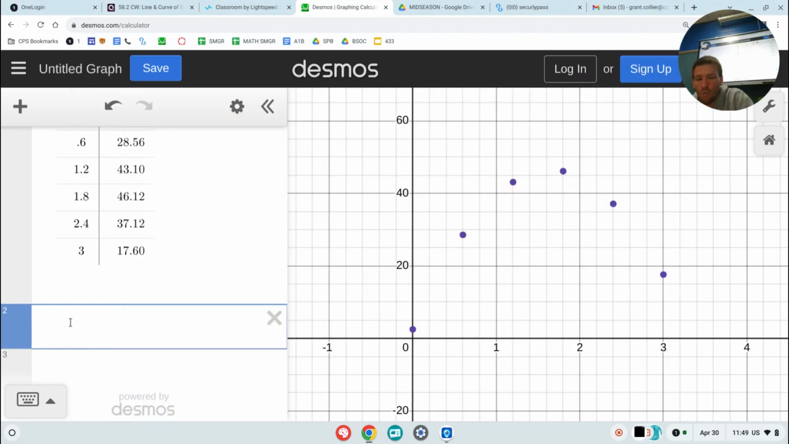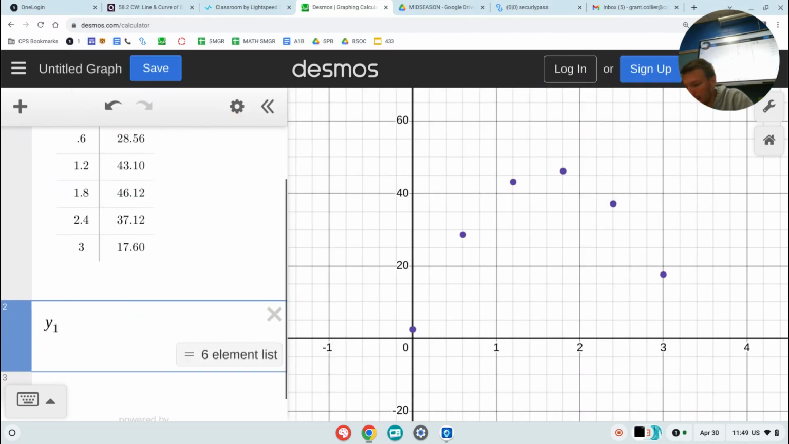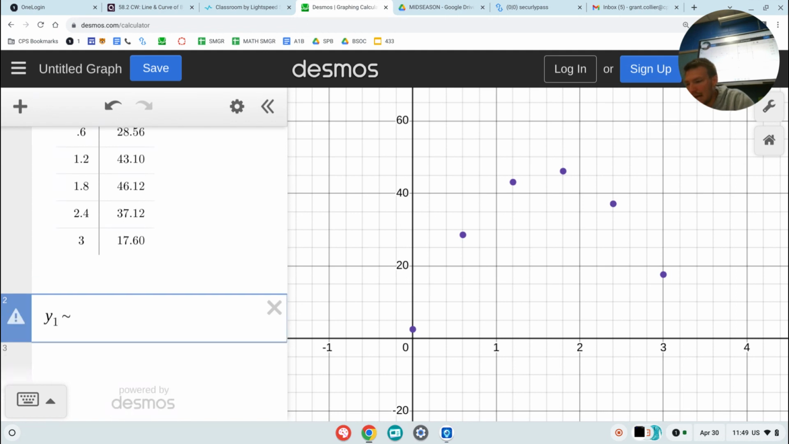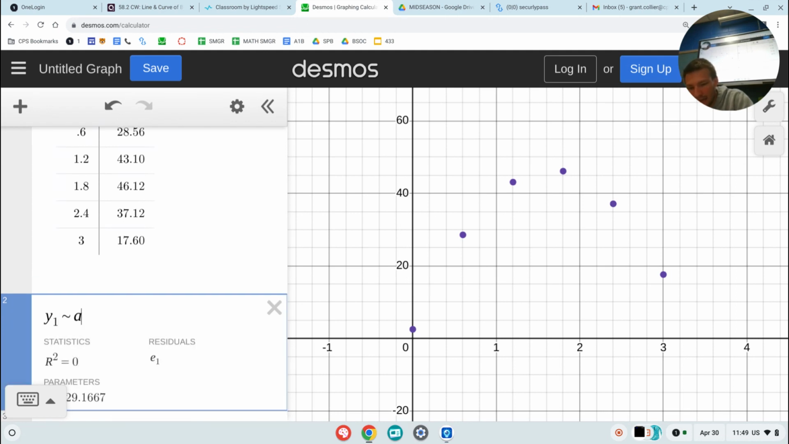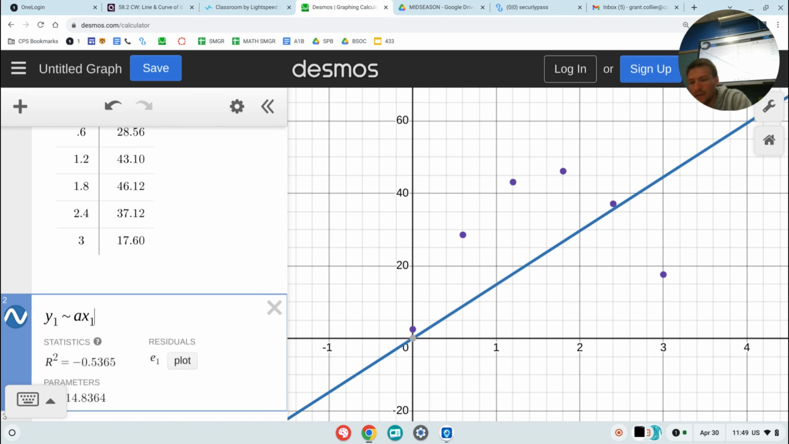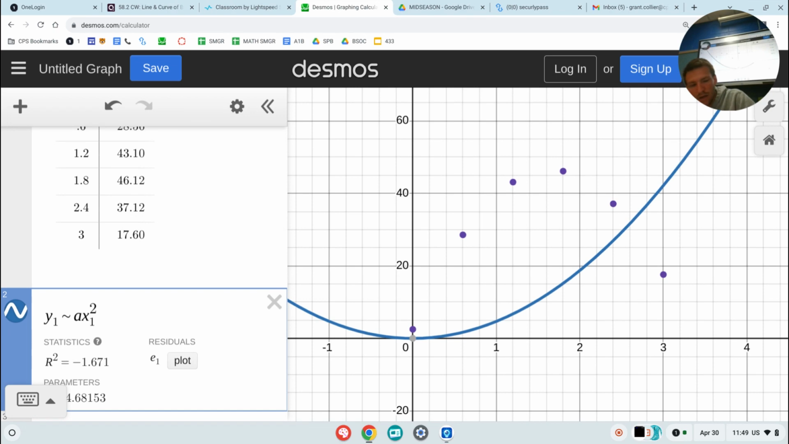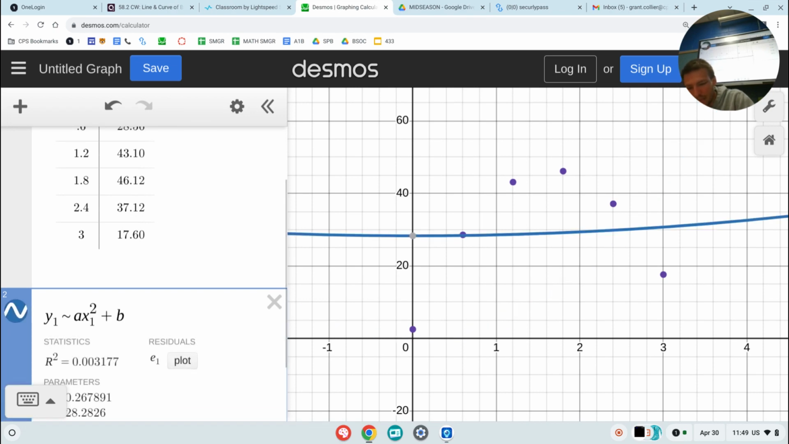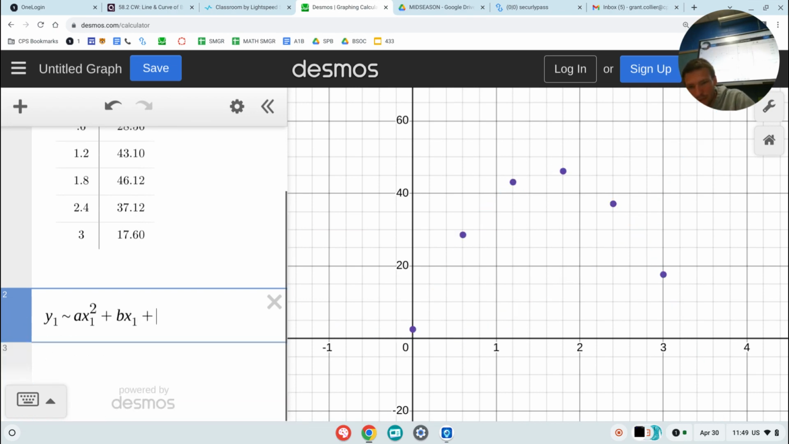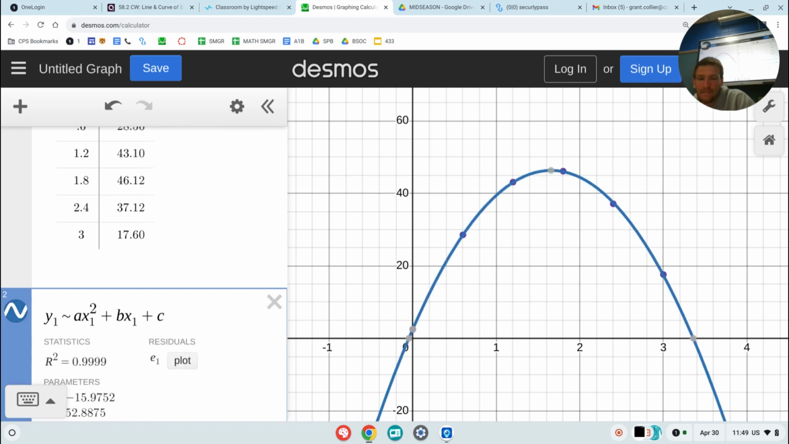It says y1 squiggly line a x1 shift 6 (squared), plus b x1, plus c. Now make sure you got every single piece here. Remember, that's on the paper, that's on the sideboard, and just type the letters in there.